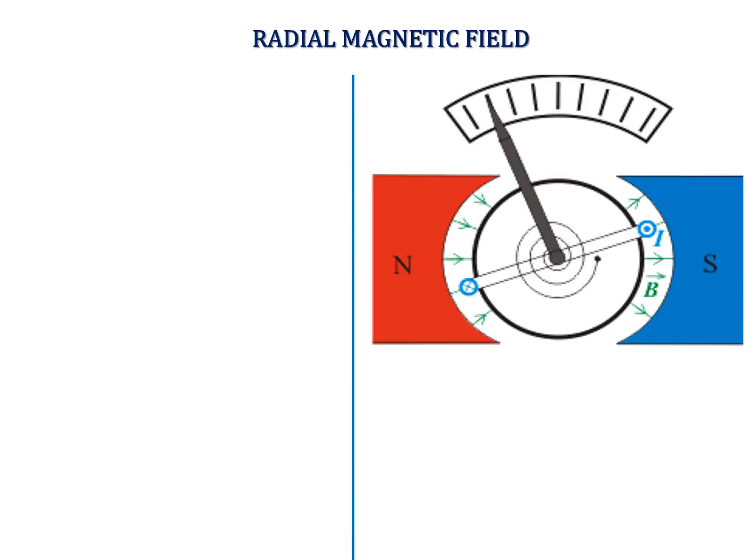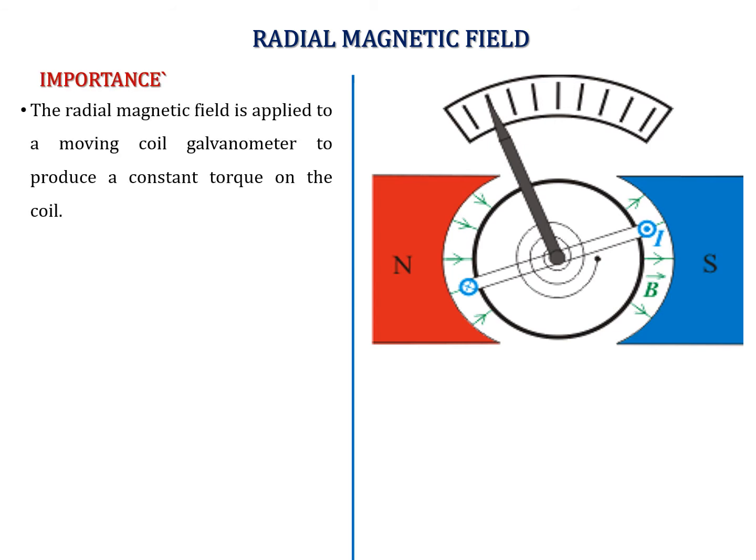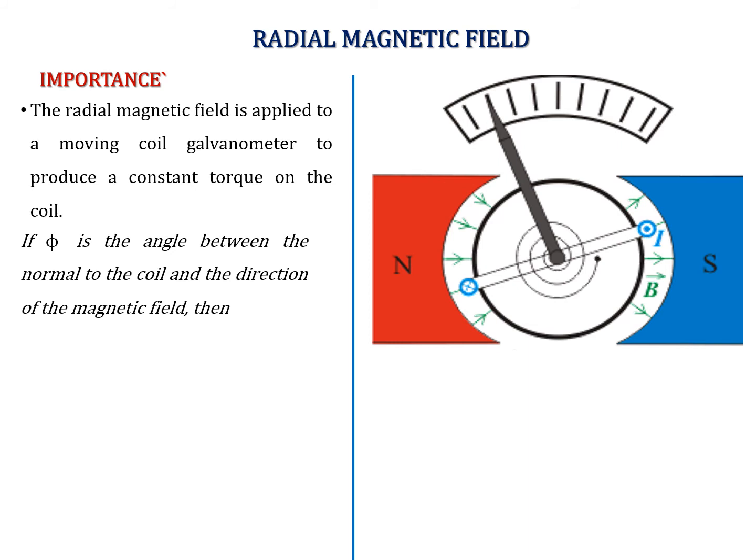Radial magnetic field is very important in the working of a moving coil galvanometer. The radial magnetic field is applied in a moving coil galvanometer to produce a constant torque on the coil. That is, to produce a torque that does not depend upon the angle between the plane of the coil and the direction of the magnetic field. We know that if phi is the angle between the normal to the coil and the magnetic field, then torque is equal to NIAB sin phi.